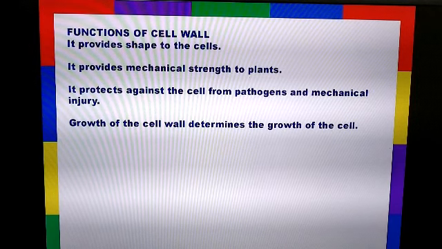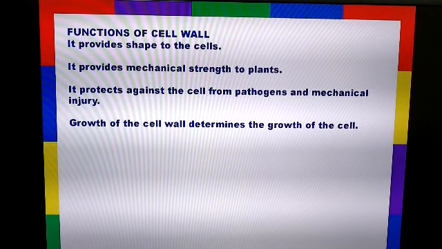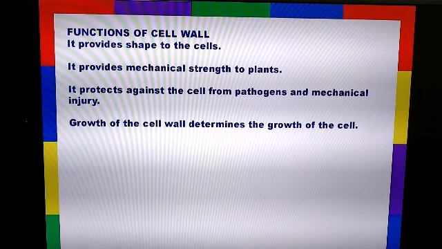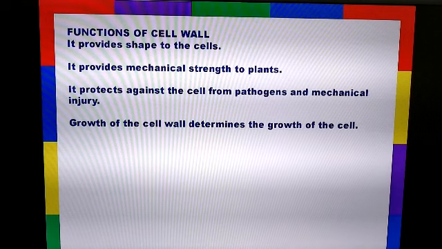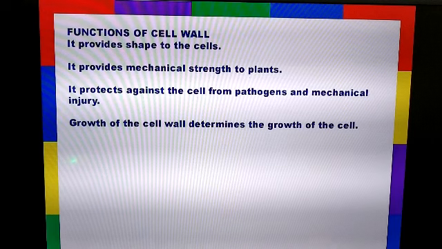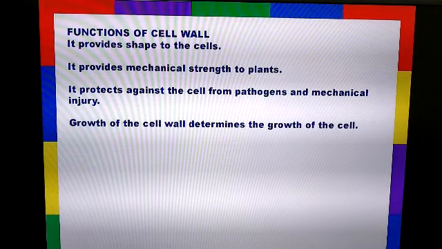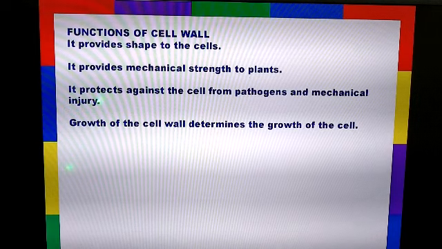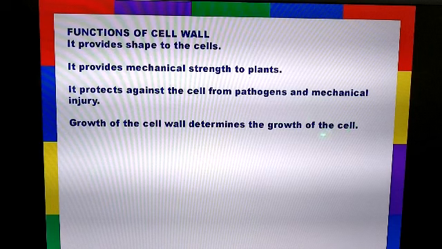Functions of cell wall. Cell wall, being the outer covering, provides shape to the cell. It provides mechanical strength to the plants. It protects the cell from any kind of pathogens, that is disease causing microorganisms, from entering into the cell, and it also protects the plant from mechanical injury. Growth of cell wall means growth of the cell.